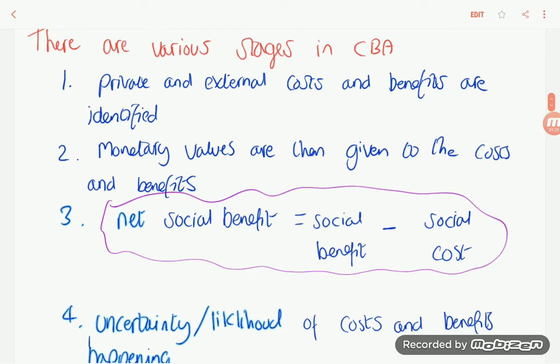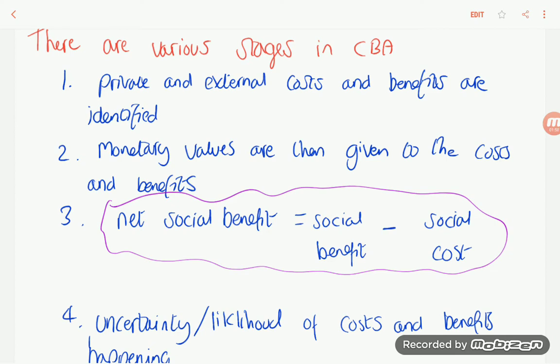There are various stages in the cost-benefit analysis. Firstly, the private and external costs and benefits are identified as accurately as possible. Second, monetary values are then given to the costs and benefits. Where these are assigned to something without a value, this is called shadow pricing. A shadow price can also be assigned to something that has a value when the value isn't truly reflective of its real cost. At the end, the net social cost or benefit is calculated.